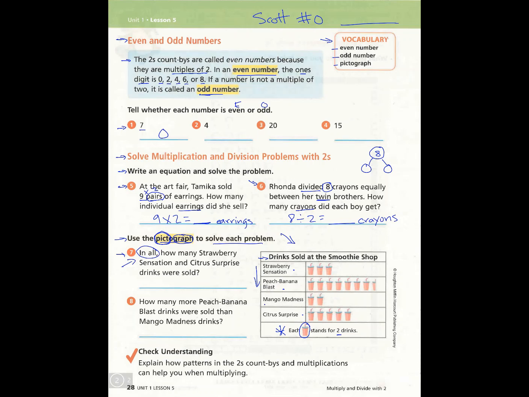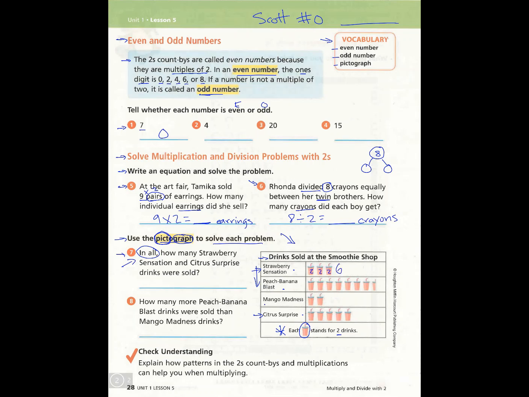Those are here, right here. Strawberries, and then citrus surprises. So together, in all, one thing that I like to do is go ahead and write the amounts after the pictures, like I did with the bar graphs. If you've done that, I like to do the total. So I'm going to count by twos, 2, 2, and 2, right? So 2, 4, 6. So I know that we've sold 6 strawberry sensations.